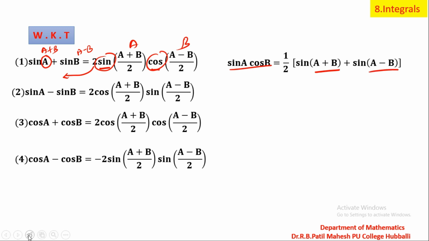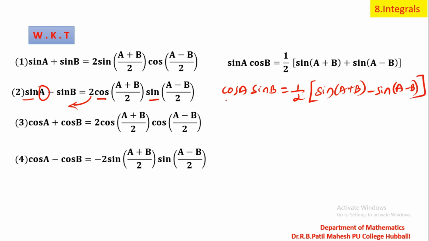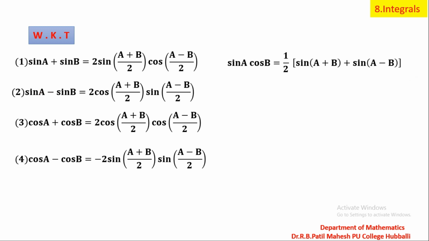So if you understood this much, try for the second one, cos A into sin B is equal to, taking 2 to the left hand side, 1 by 2 square bracket sin of, so in place of A what should I write, A plus B, minus sin of, in place of B, A minus B, so that you get the formula of cos A sin B. Hope you understood this technique to extend the formulas. Let us see the formulas of this type.